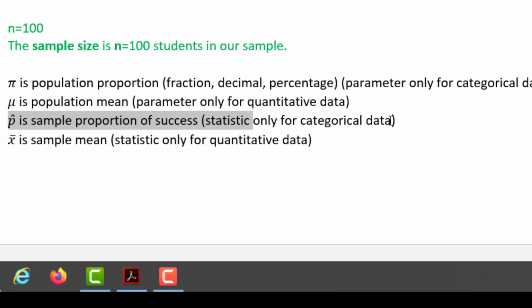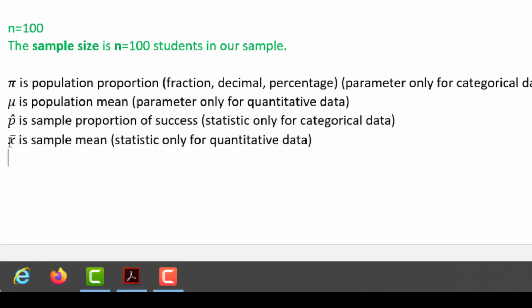You're trying to find the percentage of all DCC students who ride a bike to campus. You can't talk to every single DCC student, so you sample 100 DCC students and find what percentage of those 100 students ride a bike. P hat would be that sample proportion of students who ride their bike. P hat is a statistic, only used for categorical.